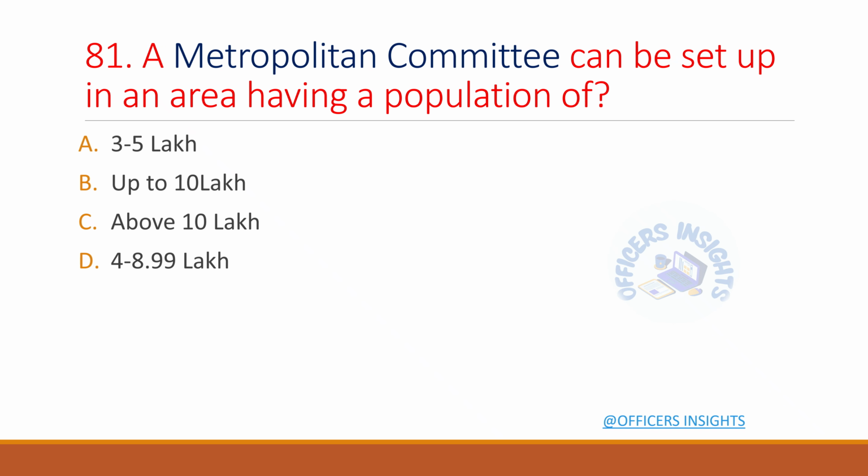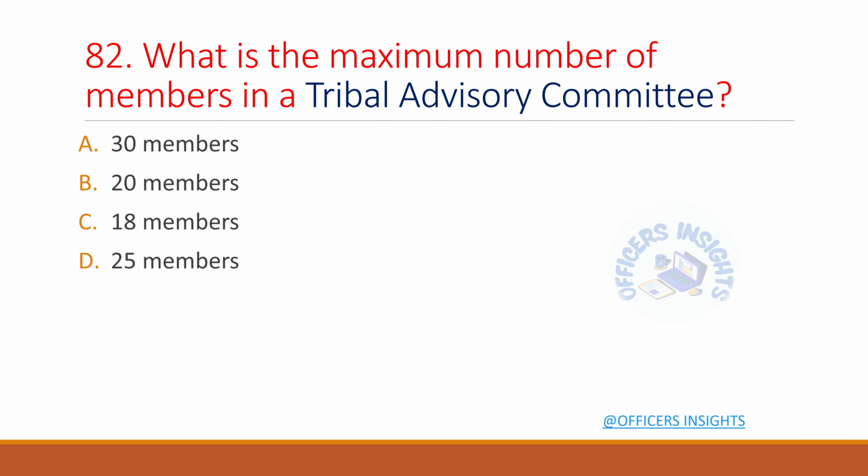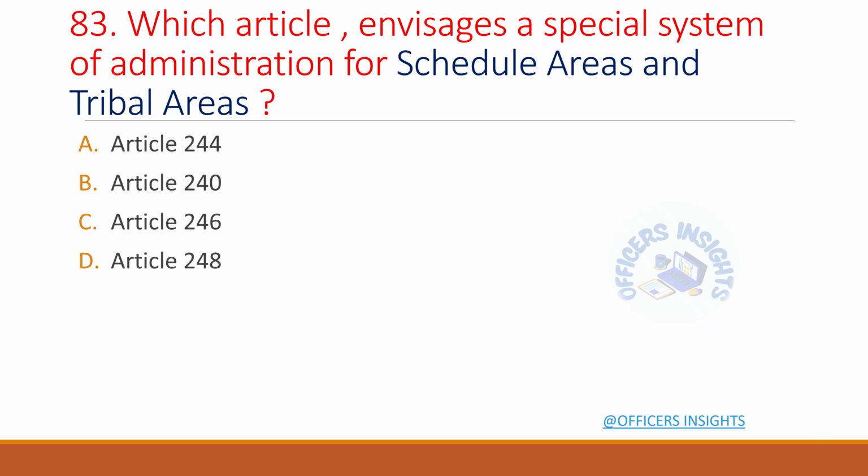A metropolitan committee can be set up in an area having a population of. Correct answer is option C, above 10 lakhs. What is the maximum number of members in a tribal advisory committee? Correct answer is option B, 20 members. Which article envisages a special system of administration for scheduled areas and tribal areas? Correct answer is option A, Article 244.